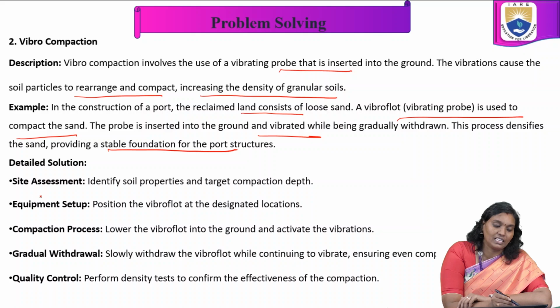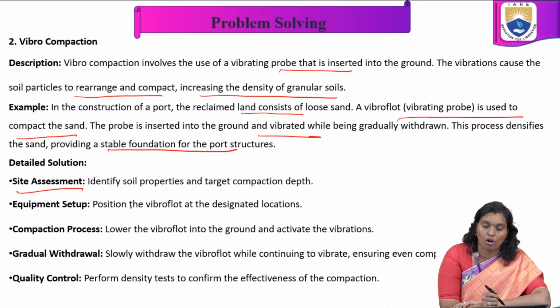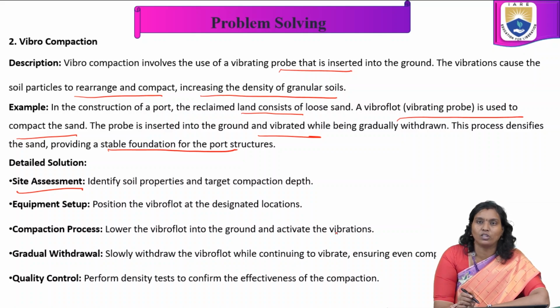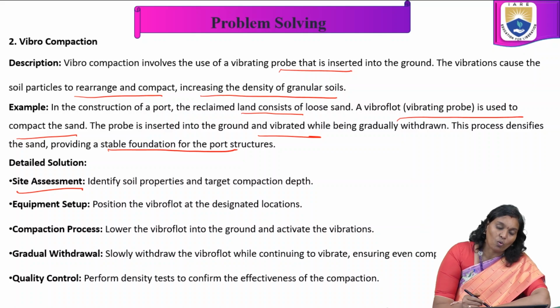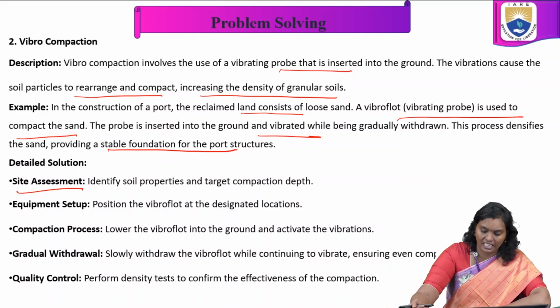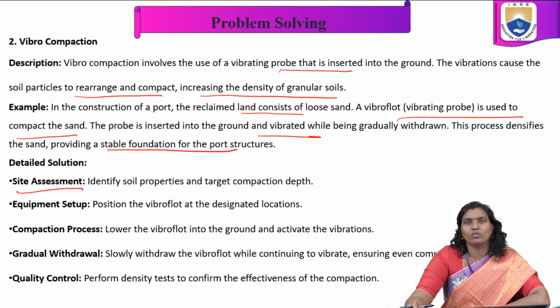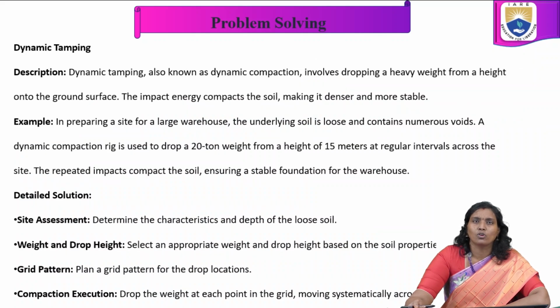In detail, we do the site assessment to identify the soil properties and target compaction depth. Equipment setup: position the vibroflot at the designed location. Compaction process: lower the vibroflot into the ground and activate the vibrations. Gradual withdrawal: slowly withdraw the vibroflot while continuing to vibrate, ensuring even compaction. Quality control: perform a density test to confirm the effectiveness of the compaction. These are the steps involved in vibro compaction.